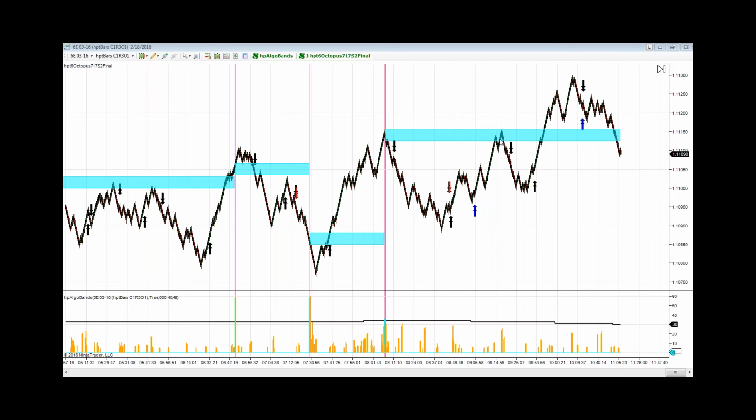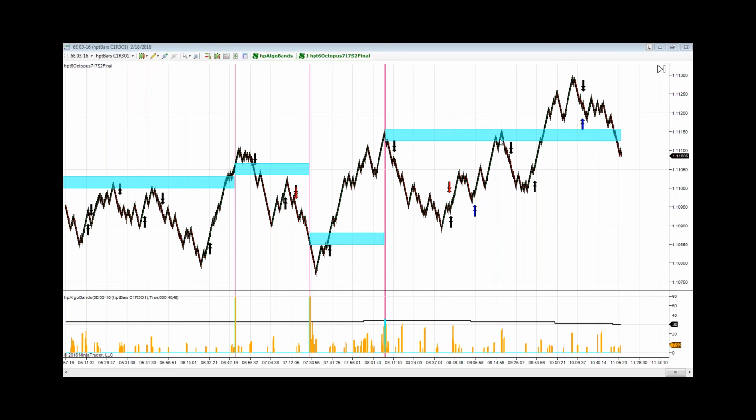Every once in a while, when you get a huge moving day, you start to get bigger adjustments. Okay, but that's it. So again, this is a really nice, profitable trading system. It works well with the octopus, and it works by itself.